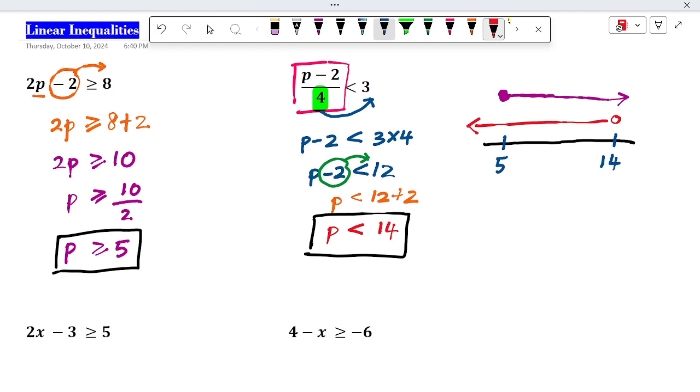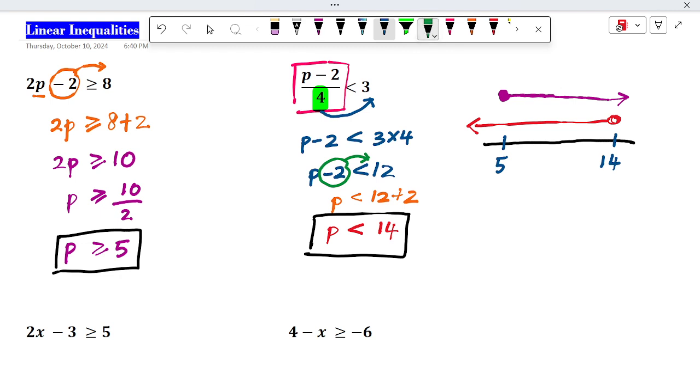If you notice, here the circle is not colored and here the circle is colored. What is the reason? When it's more than or less than, we don't color the circle. If it's more or equals to or less or equals to, we need to color the dot.